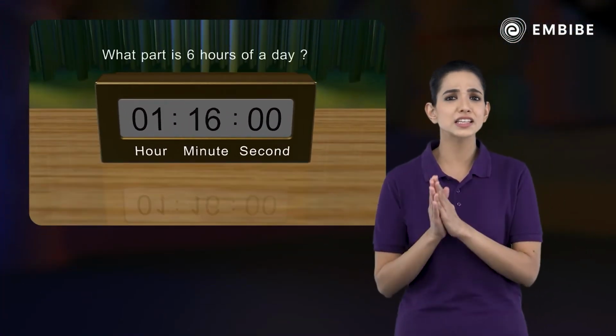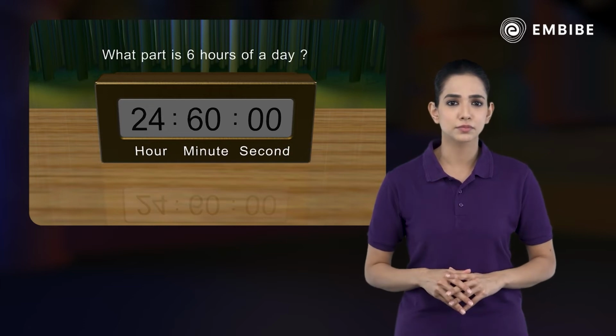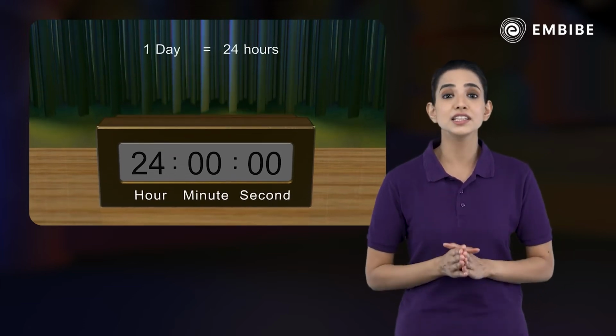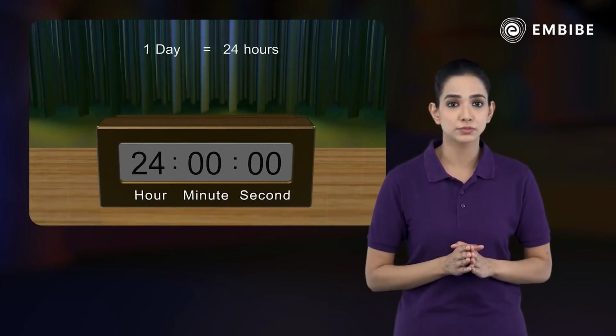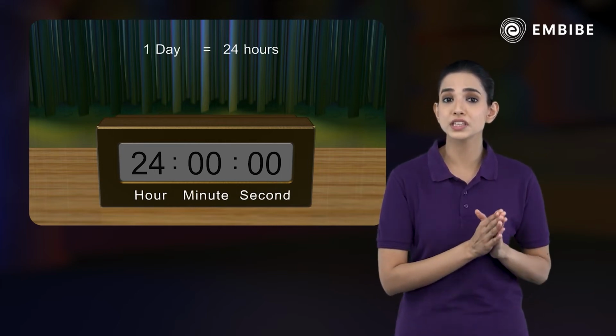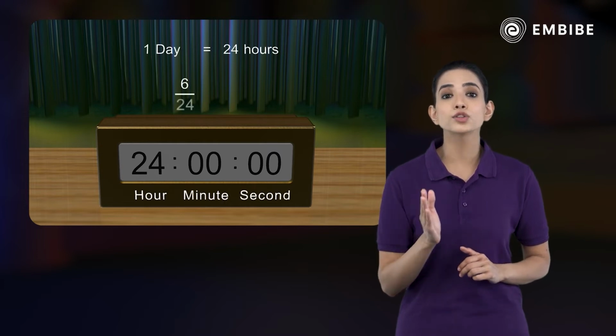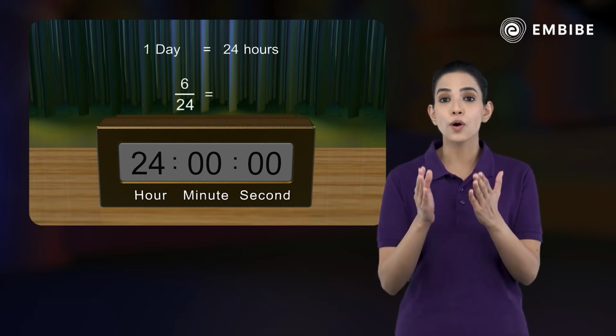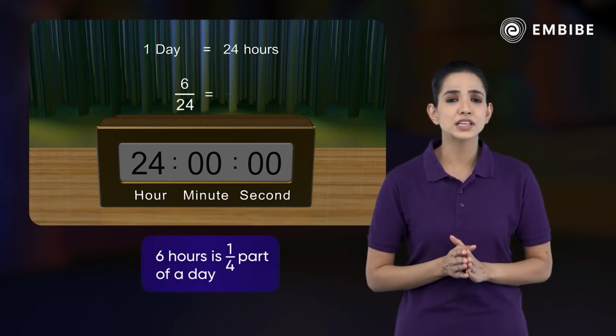What part is 6 hours of a day? Now, 1 day is equal to 24 hours and the ratio of 6 hours and 24 hours is 6 upon 24, which is equal to 1 upon 4. So, 6 hours is 1 by 4 part of a day.